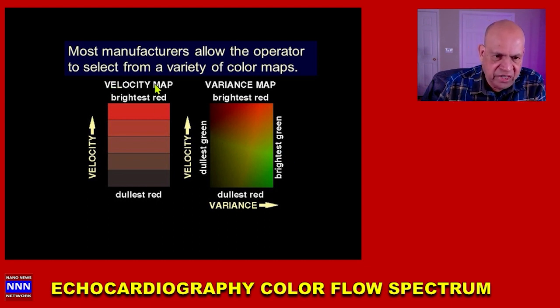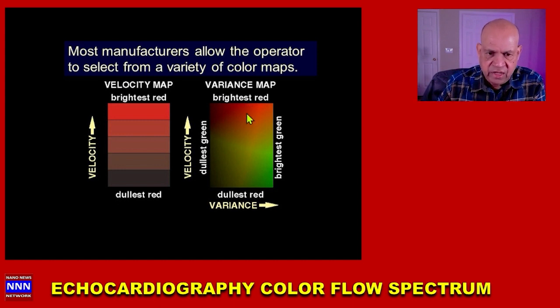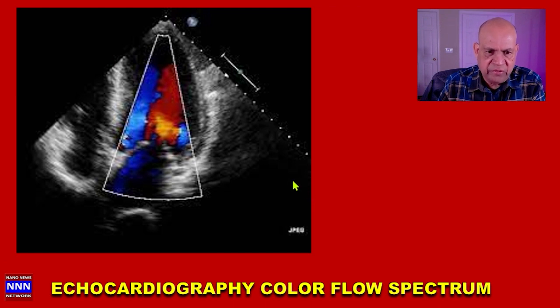This is a velocity chart which is showing smooth and dull red, whereas variance is the change in the velocity, creating those eddy currents or the turbulence that creates this mosaic pattern. Okay, let's look at some real examples.